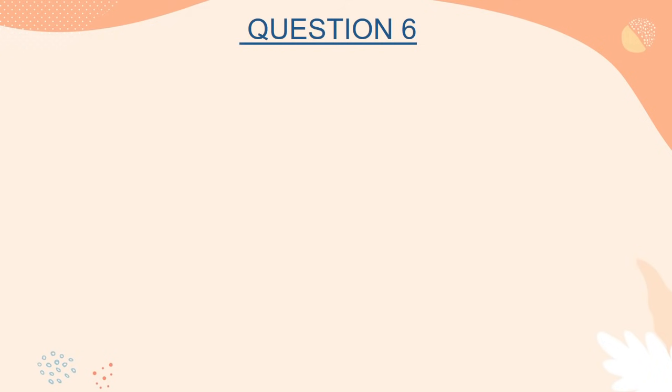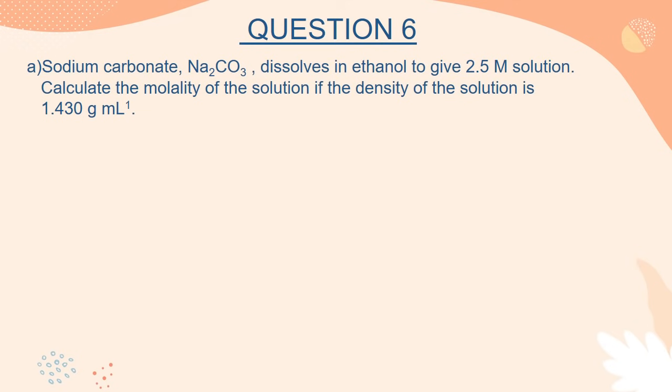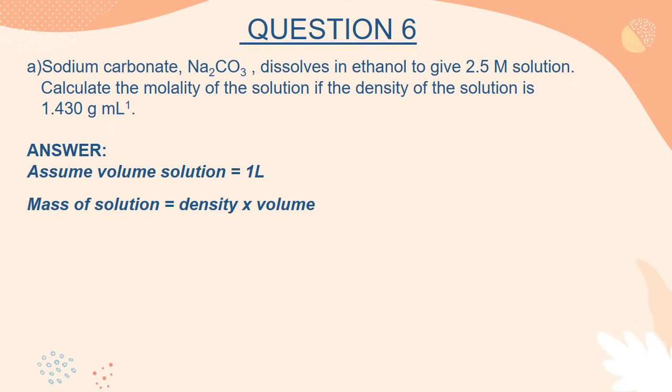Now we go to question number 2. I choose question 6 from the past year questions. Sodium carbonate is dissolved in ethanol to give a 2.5 molar solution. Calculate the molality of the solution if the density of the solution is 1.43 gram per ml. So first we assume the volume of solution equal to 1 liter or 1000 ml. And then by using density, we can calculate the mass of solution.